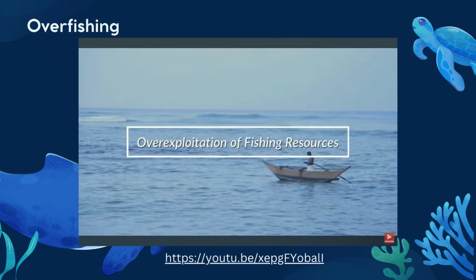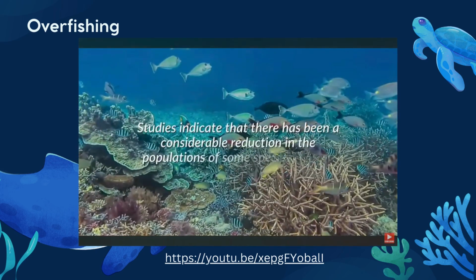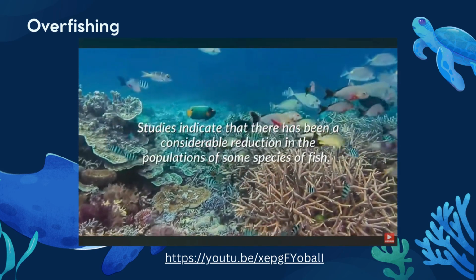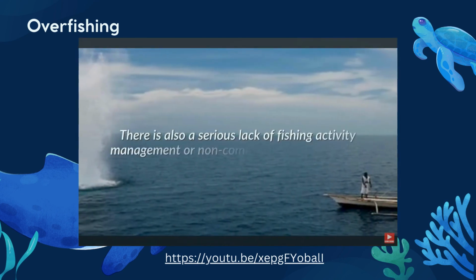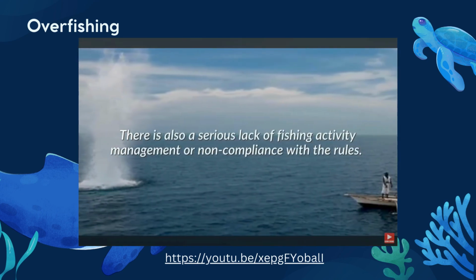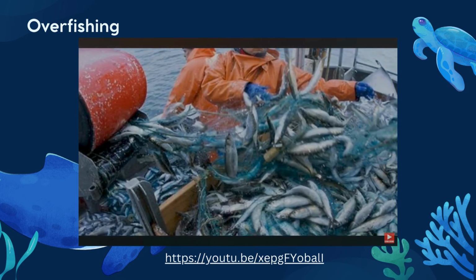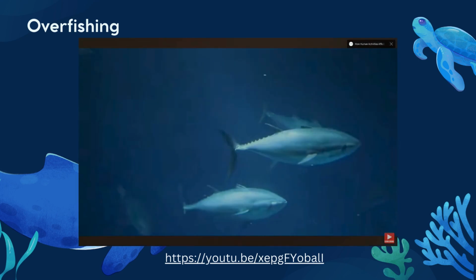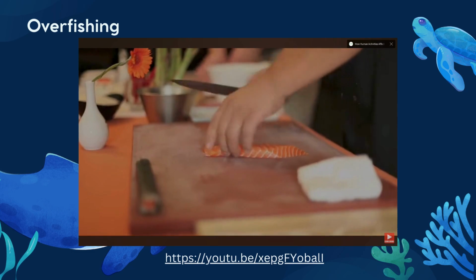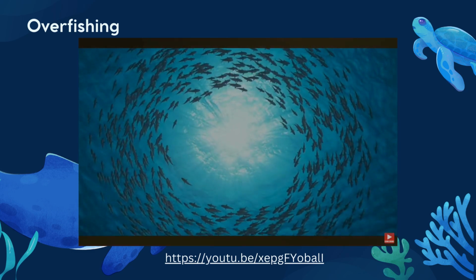Number 4. Overexploitation of fishing resources. Studies indicate that there has been a considerable reduction in the populations of some species of fish. In addition to overfishing, there is also a serious lack of fishing activity management or non-compliance with the rules. Overfishing of species with long life cycles at the top of food chains, like sharks and tuna, or species used for luxury cooking and alternative medicine also cause irreversible changes in the harmony of marine life.